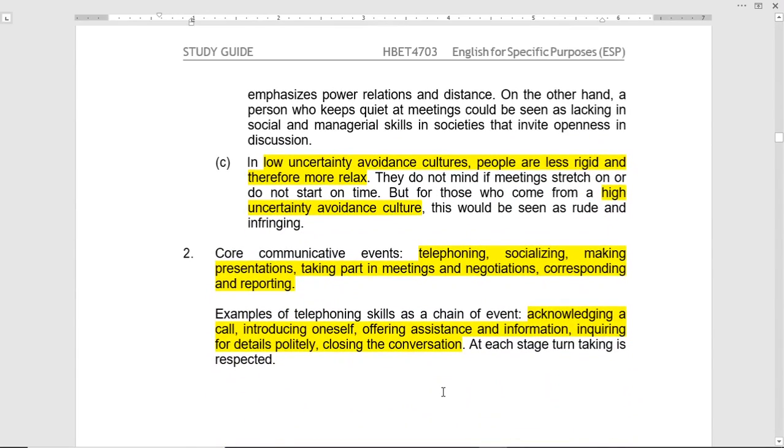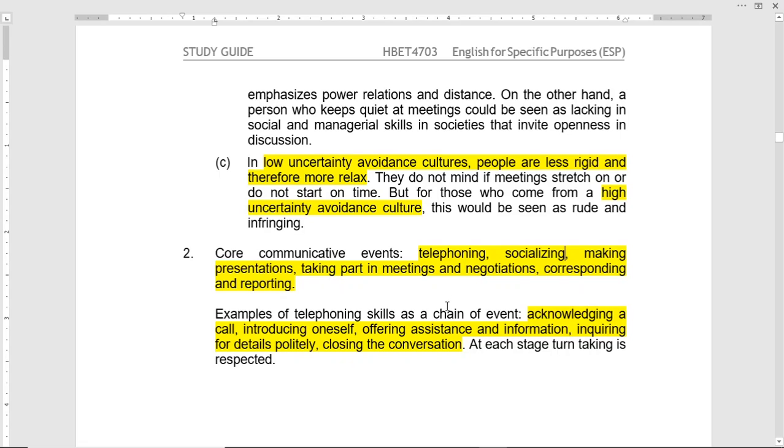Then in low uncertainty avoidance cultures, people are less rigid and therefore more relaxed. But in high uncertainty avoidance culture, this would be rude and not taken politely. Then, second question, core communicative events could include telephoning, socializing, for example, the foreigners who visit Sri Lanka on business purposes, making presentations in an international conference, taking part in meetings and negotiations, corresponding and reporting.